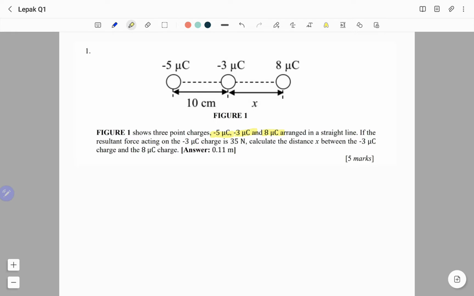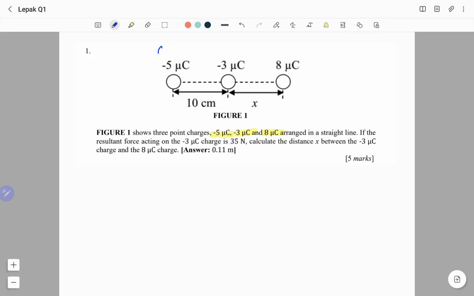If the resultant force acting on the -3 microcoulomb charge is given as 35 N, they want us to calculate the distance x between the -3 microcoulomb charge and the 8 microcoulomb charge. To make the solution a bit easier, what we do is label the charges.